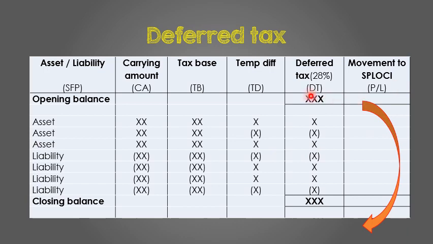Okay, now the movement then, we calculate all of these different deferred tax assets and deferred tax liabilities. We add it up to get a total, and we know that we want the balance of our deferred tax account to be this amount. So we have an opening balance. Now we calculate what the adjustment should be to get to the closing balance, and this adjustment is then what goes to the SPLOCI, the income tax expense.